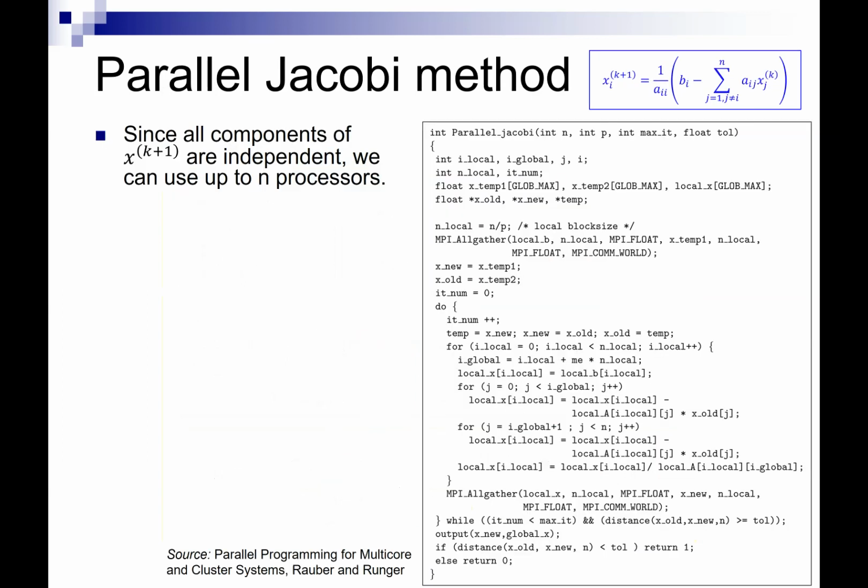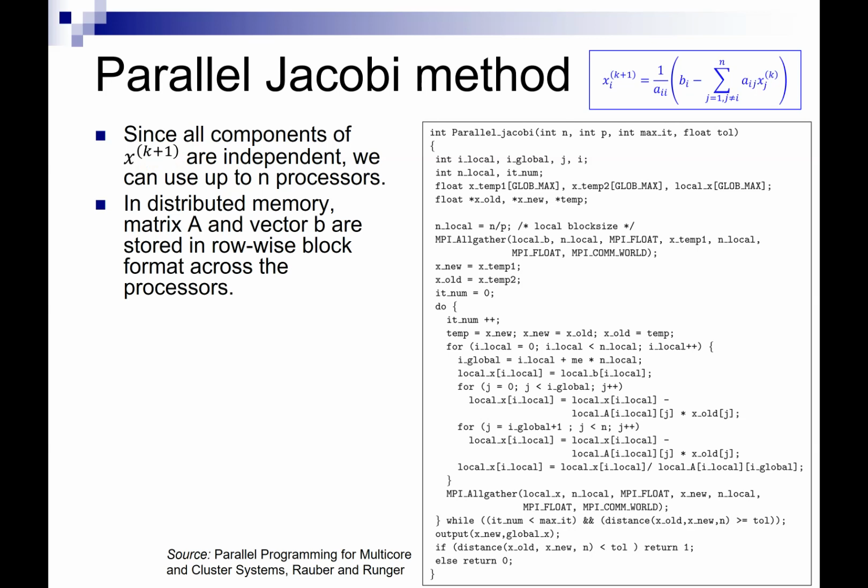Now let's see how we can actually run this Jacobi method in parallel. Since all of these components of x of k plus 1 are independent, we can use up to n different processors to run this. So let's say that you actually use p processors, where p can be as large as n.